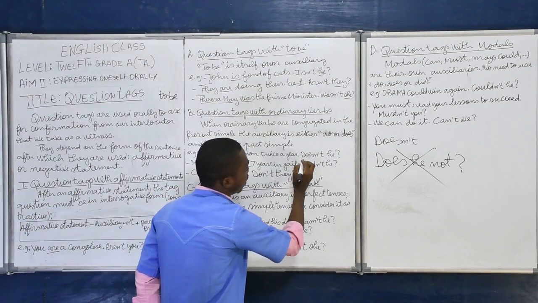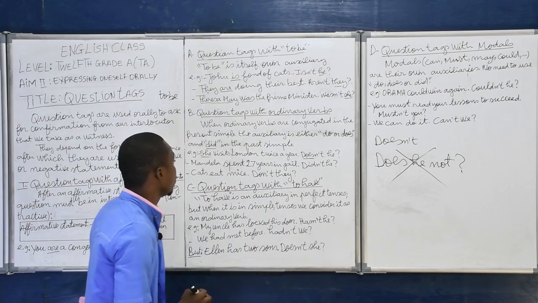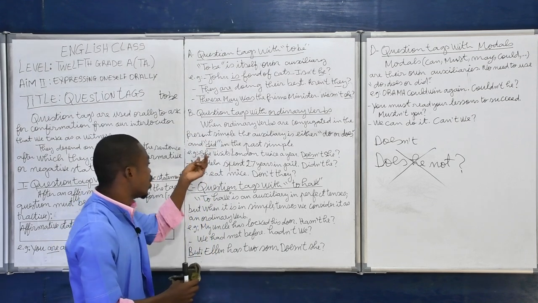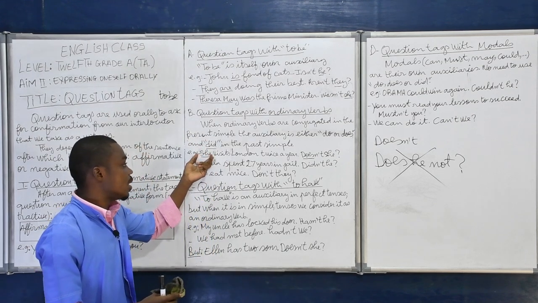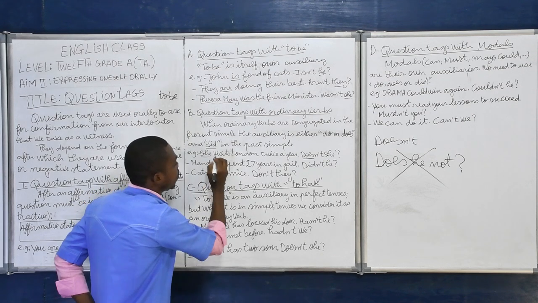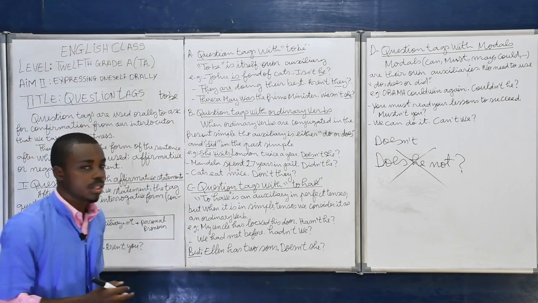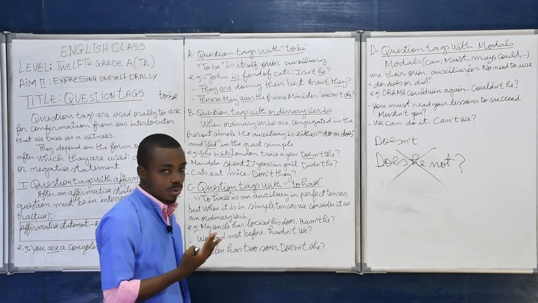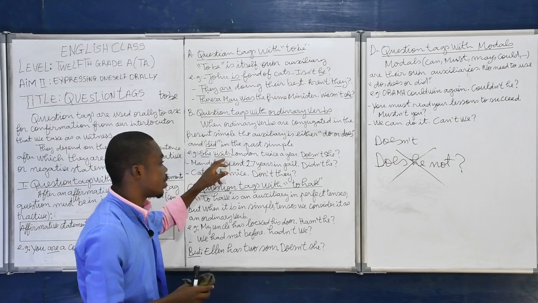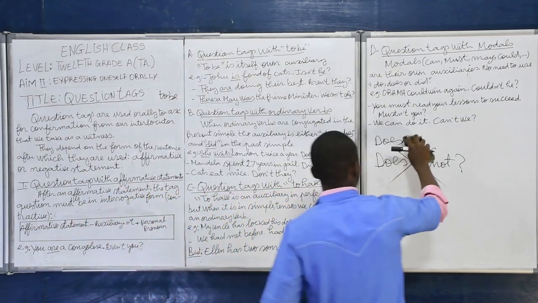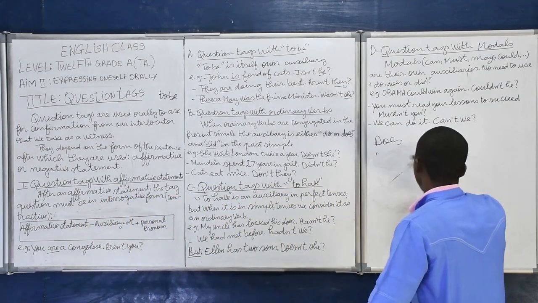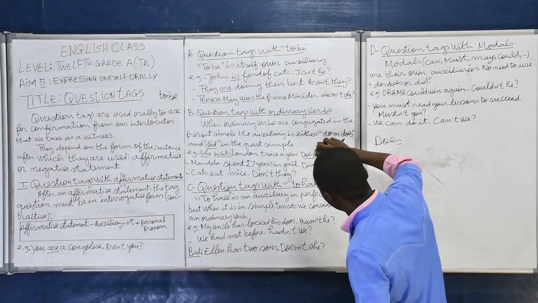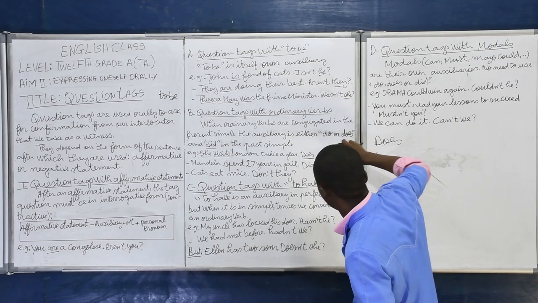The auxiliary is does, as I said, because we have she as the subject. Since the verb here, what is the tense in which it is conjugated? The verb is conjugated in the present simple. Since it is conjugated in the present simple, the auxiliary is automatically does because our subject is she. So you put your does here. Let me drop it first.